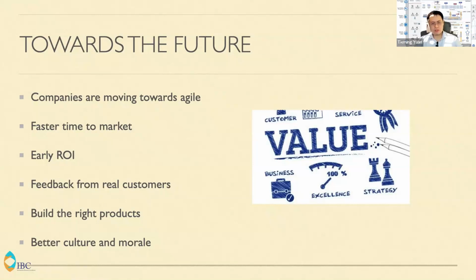We bring back the feature for improvement, or it is accepted, then we work on the second feature. So there's early return of investment and constant feedback from real customers. So we know that maybe the customer says, oh no, this is not what I exactly want, or maybe I've changed my taste and preferences. So can we modify the product to fit the changing needs of the customers, or the changing needs of the situation? And lastly, to build a better culture and morale.